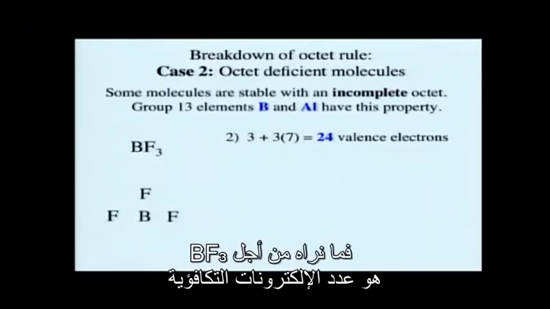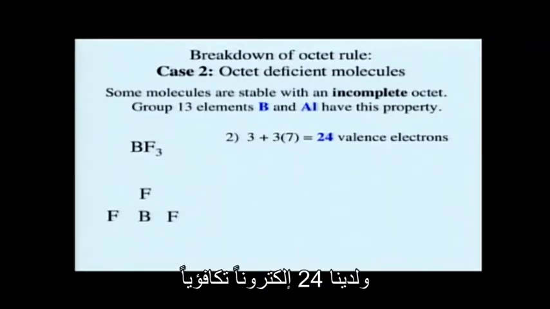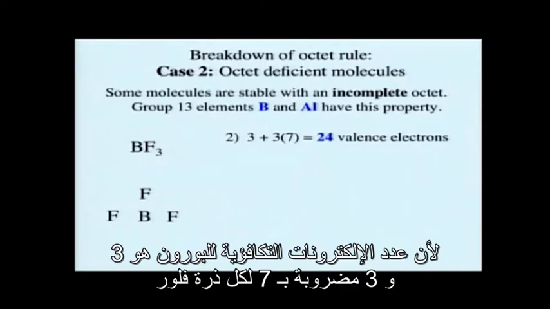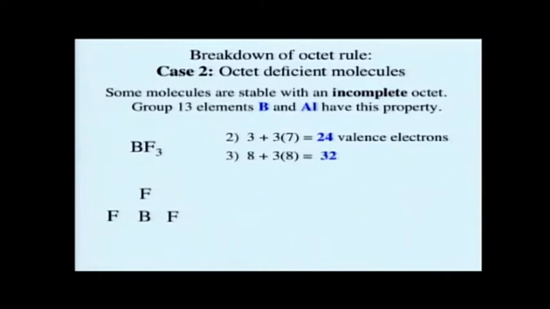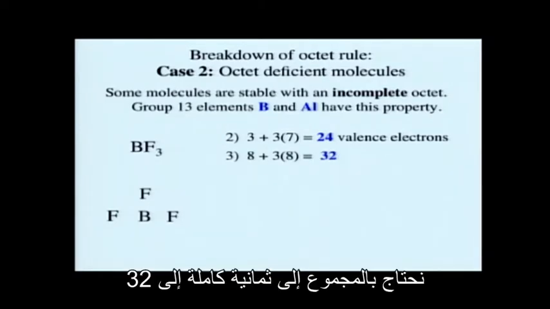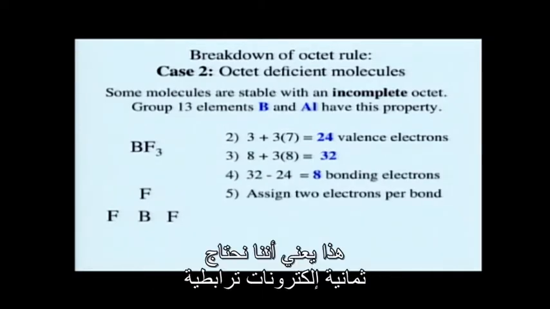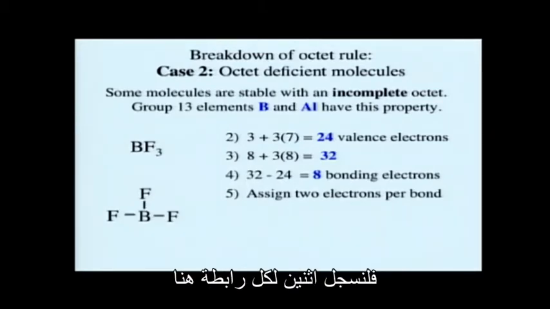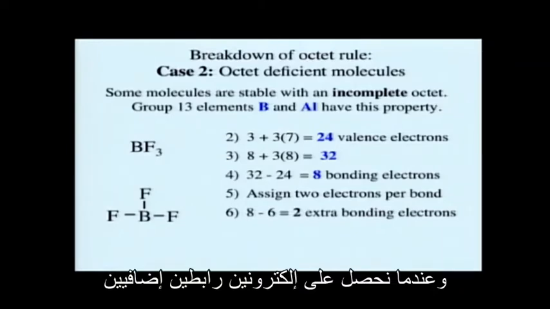And what we see for BF3 is the number of valence electrons that we have are 24, because the valence number of electrons for boron is 3, and then 3 times 7 for each fluorine. For total filled octets, we need 32. So that means we need 8 bonding electrons. So let's assign 2 to each bond here. And then we're going to have 2 extra bonding electrons.